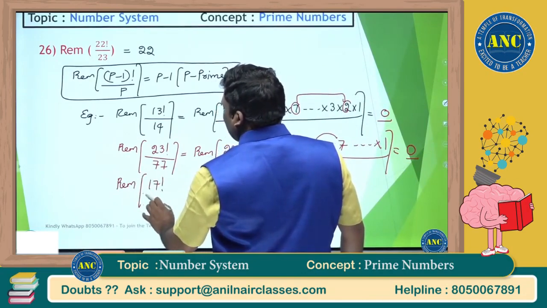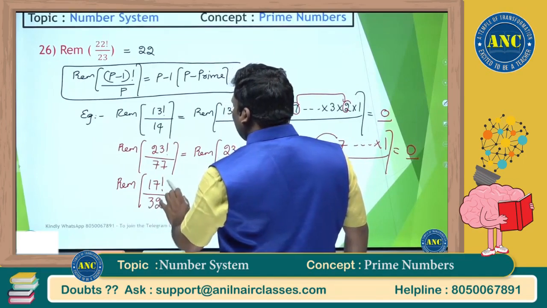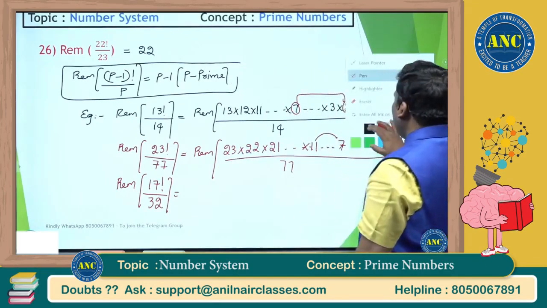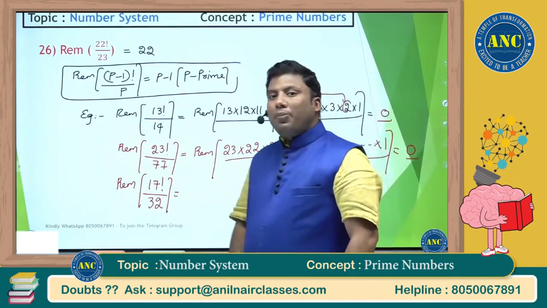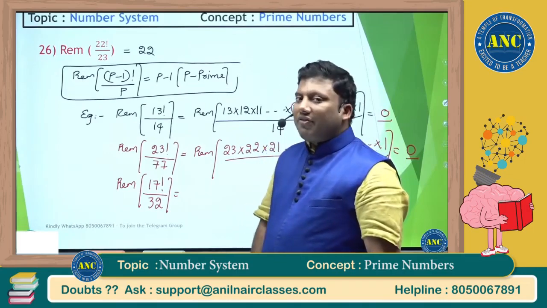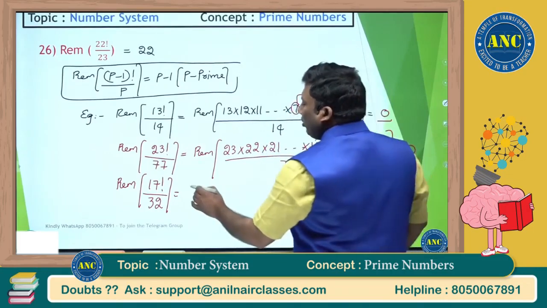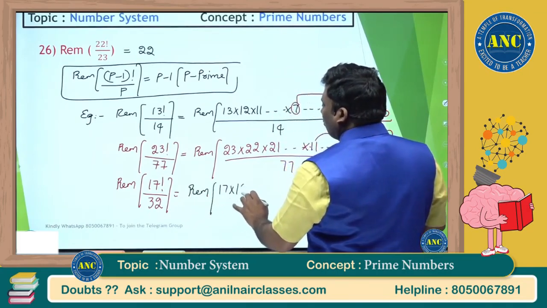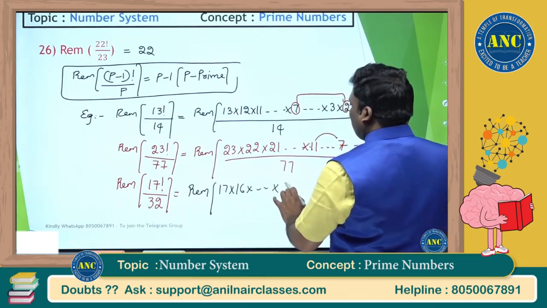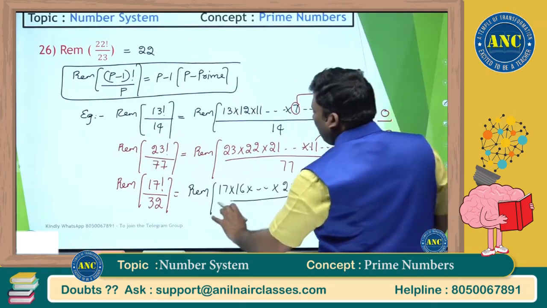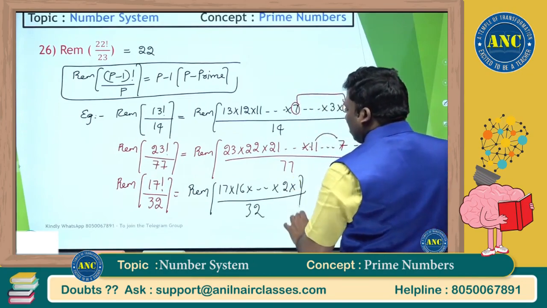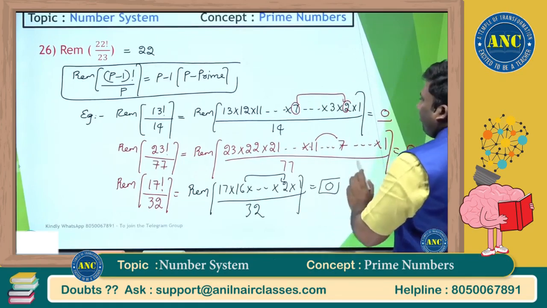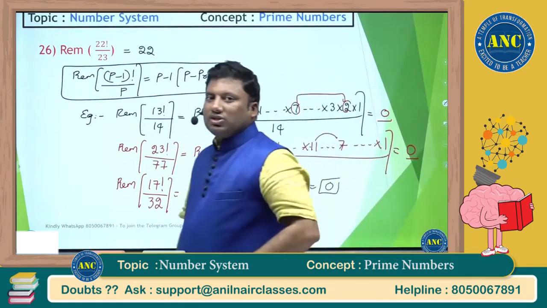Suppose the question is 17 factorial by 32. What if the denominator is a composite number and the numerator is a factorial? 17 factorial can be written as 17 into 16 and so on up to 2 into 1, divided by 32. 16 twos are 32. So the answer is 0.